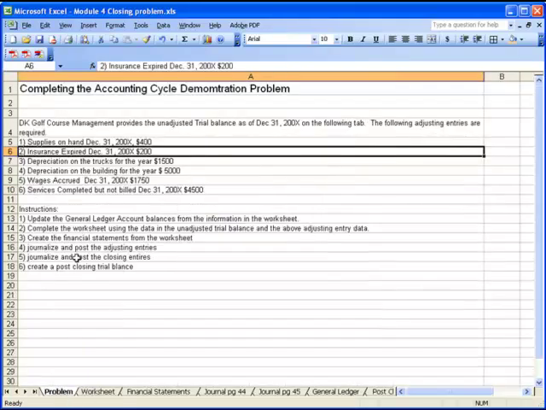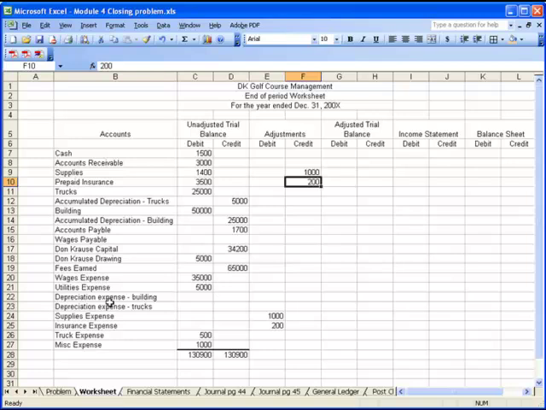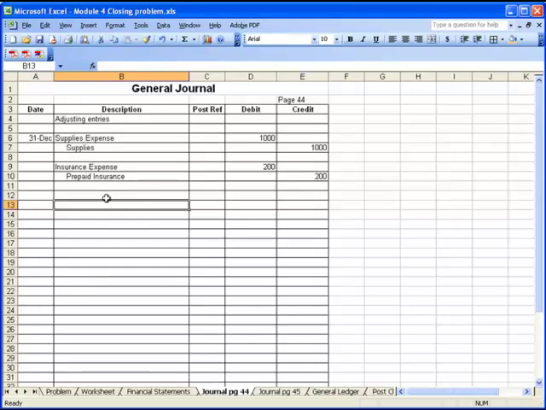My third adjusting entry is the depreciation on the trucks for the year is $1,500. And again, they're telling us the amount. And so I would have depreciation expense on my trucks, $1,500, and accumulated depreciation on my trucks credit, $1,500. And in my journal, I would record that transaction like this.